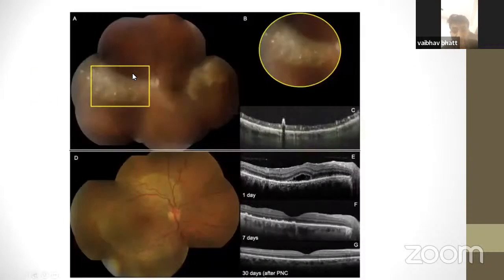In this, we can see in the confluent form this ground glass appearance, triangular. And this hyperreflective dot we can see over the retina, which with resolution comes into the retina. This is the placoid form, which shows in the first scan the SRF, the RPE granularity. With treatment with penicillin, after 7 days, the SRF resolves, and the granularity also resolves with time.